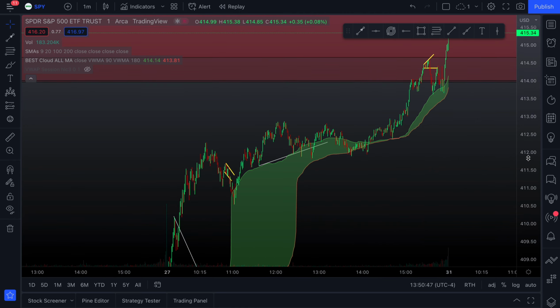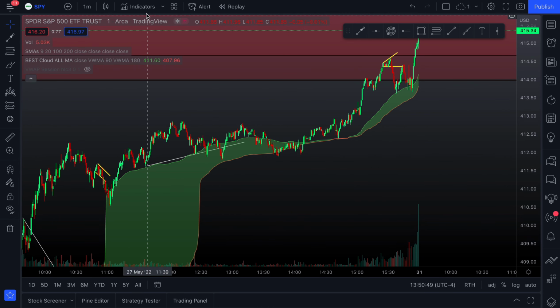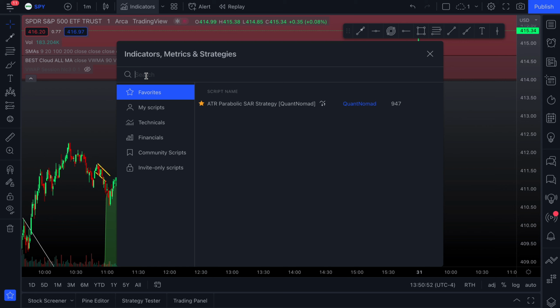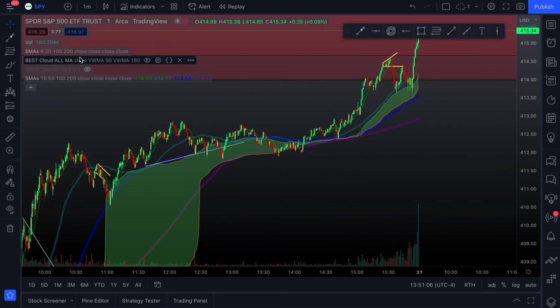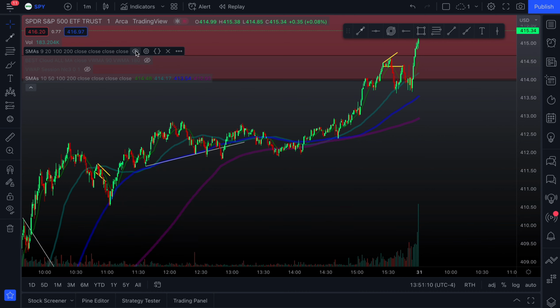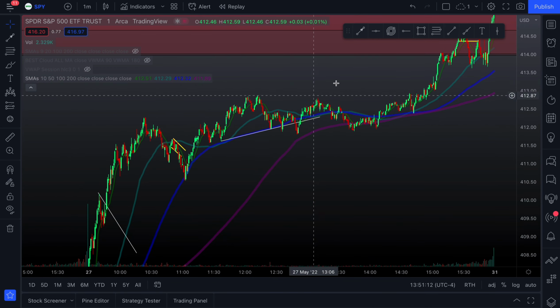So I'm just going to show you guys the name of these quickly. If you go to indicators, you just search up SMAs, and then I use the one by Vita right here. So that's for the 9 and 20 SMA. To set it up, you click on it. I'll hide the rest of mine. Here you go. So this is what it looks like when you first click on it.